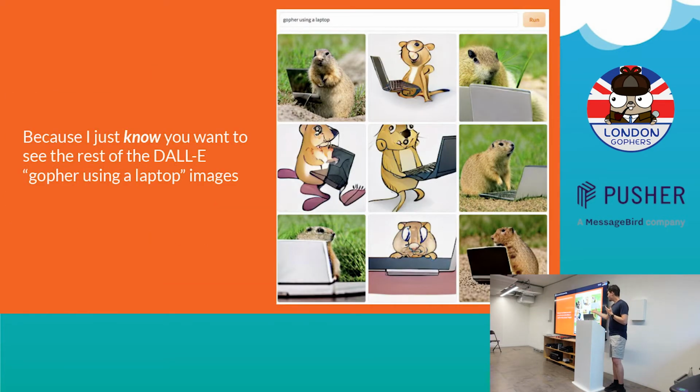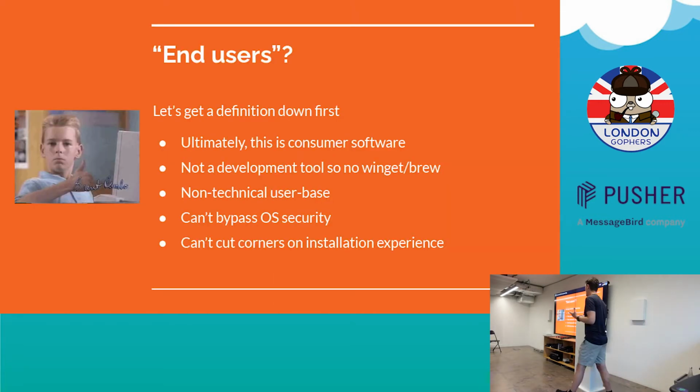And I generated the picture there with the DALL-E thing. So here's all of the dumb pictures that I got from typing in Go for using a laptop. So there you go. All right, so what do I mean by end users?